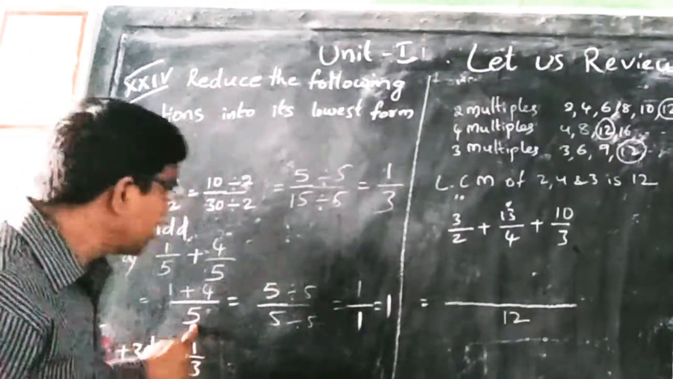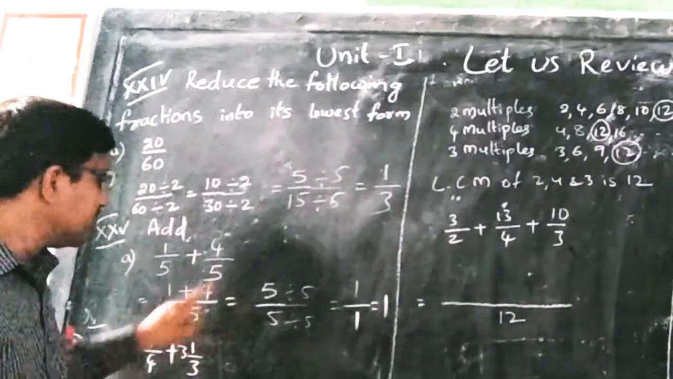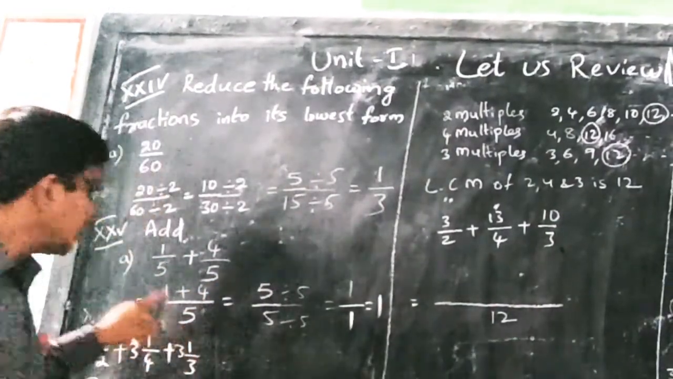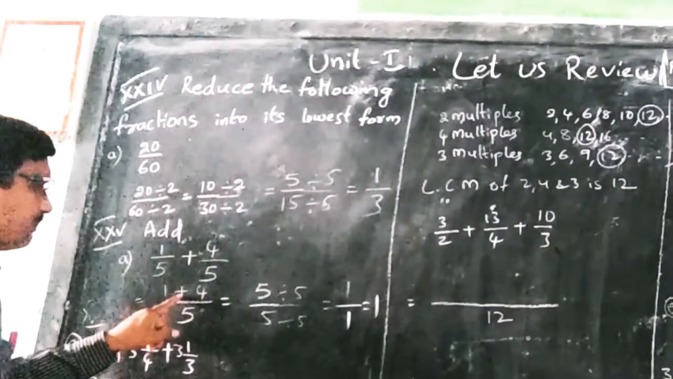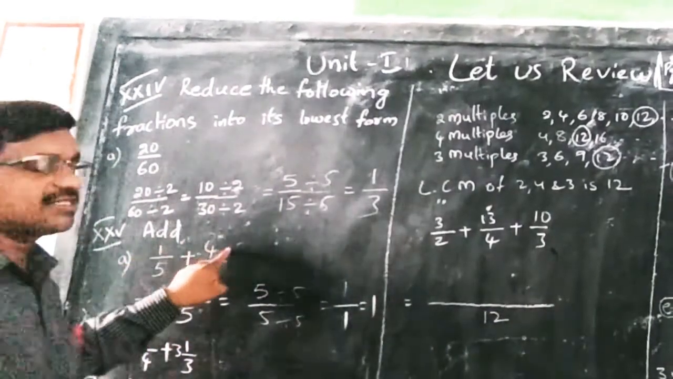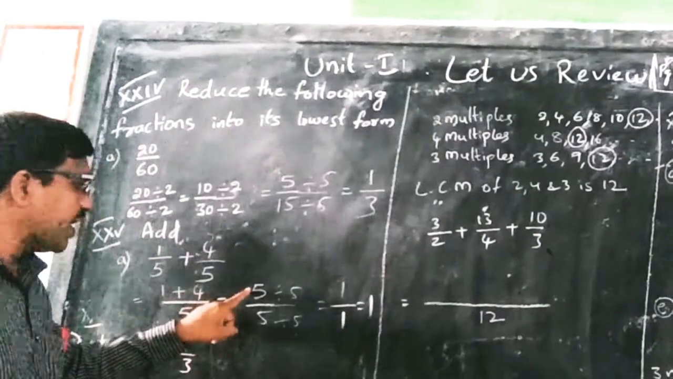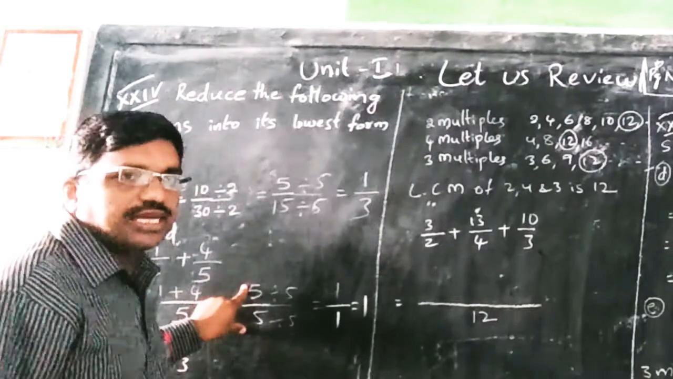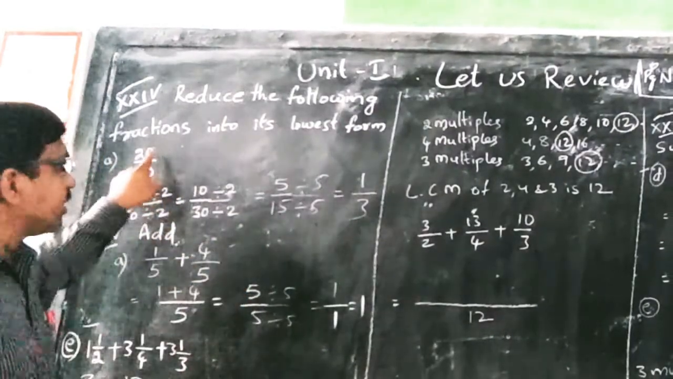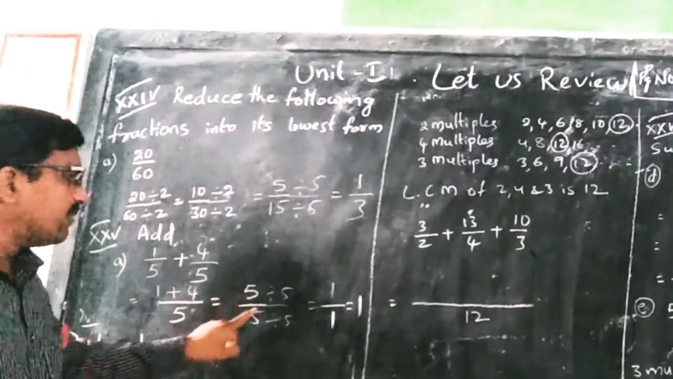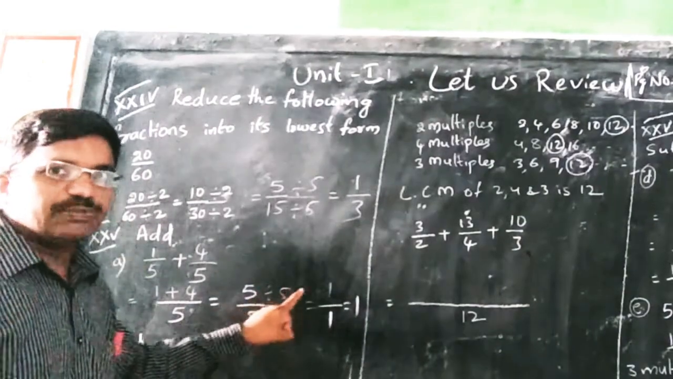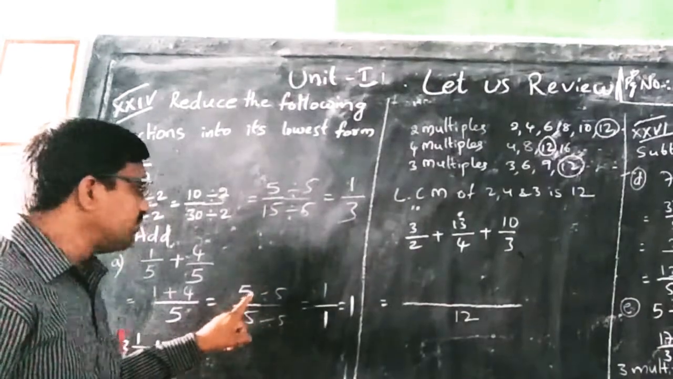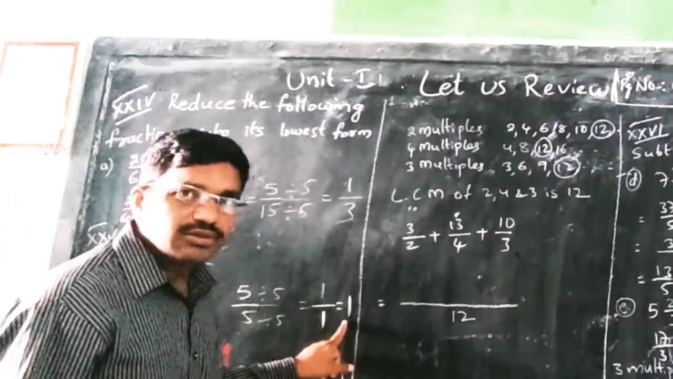That is, here 1 by 5 plus 4 by 5. Therefore, their LCM is 5. Denominator is 5. Then add numerators: 1 plus 4 is 5. Denominator is 5. When you get the fraction 5 by 5, we reduce it. Both are divided by the 5 table. Numerator divided by 5, denominator divided by 5. You will get 5 divided by 5 means 1. 1 by 1 is nothing but 1.